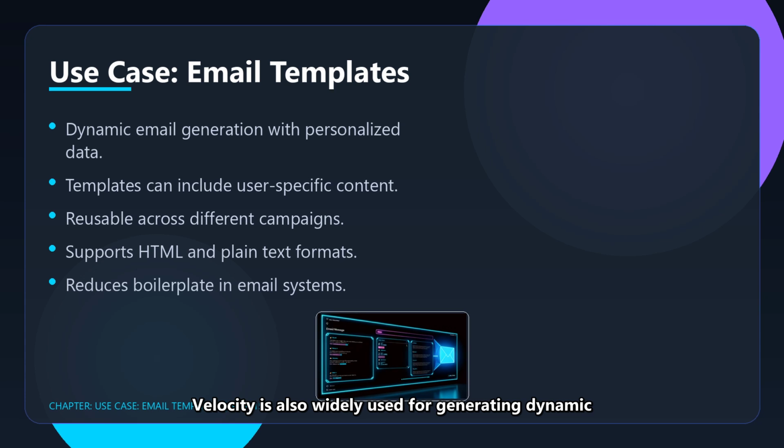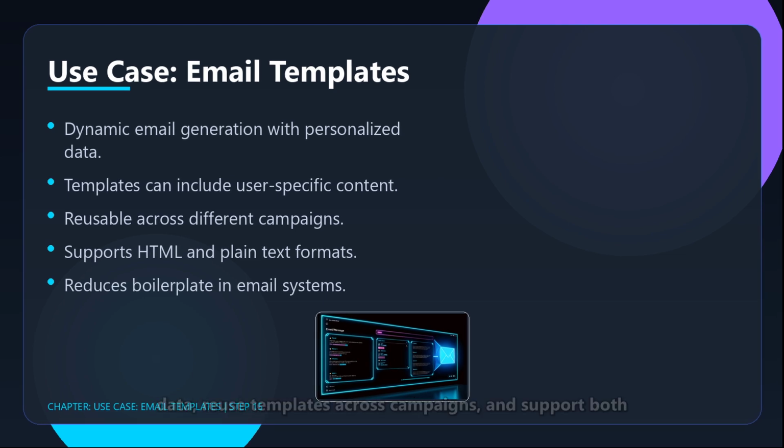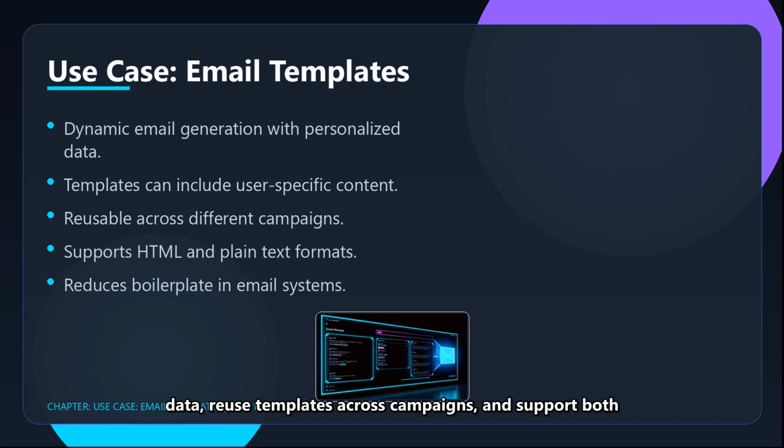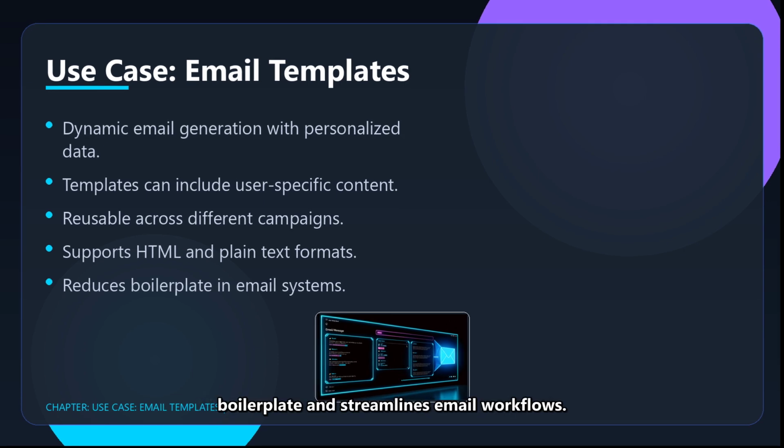Velocity is also widely used for generating dynamic email templates. You can personalize emails with user-specific data, reuse templates across campaigns, and support both HTML and plain text formats. This greatly reduces boilerplate and streamlines email workflows.